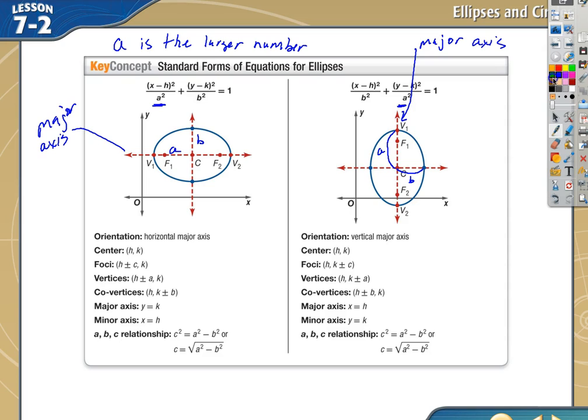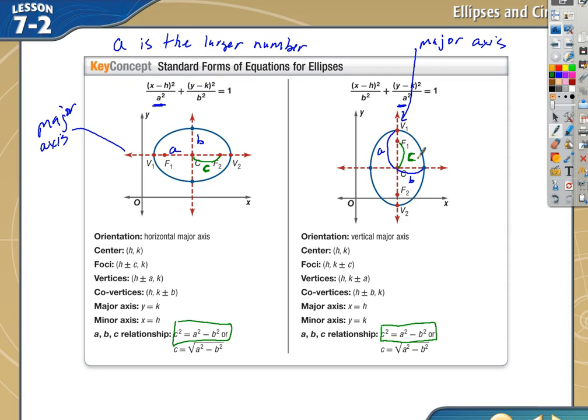But what is C? I'm glad you asked. C is nowhere up here, but C is down here, and there's a relationship. This is not the Pythagorean theorem. C squared equals A squared minus B squared. C is the distance from the center to the foci. There's C. And it's going to be important for us in finding and graphing all the parts of these.